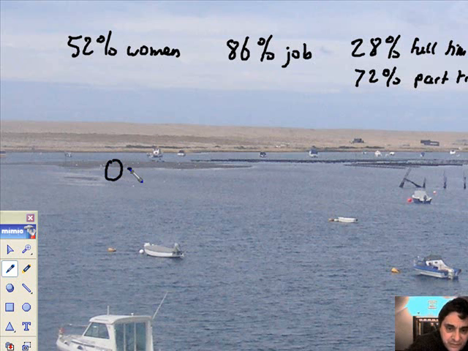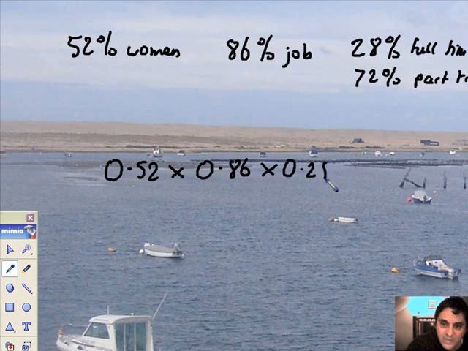Well, I've got 52%. This lot have jobs because they're women, which is 0.86, and to work full time I'm going to use the 28% figure. Now, I know it's going to shrink every time I multiply by a number less than 1, but I will get an answer that is true. So, 0.52 is 52% of the adults who are women, multiplied by 0.86 for those who have jobs, multiplied by 0.28 those who work full time.